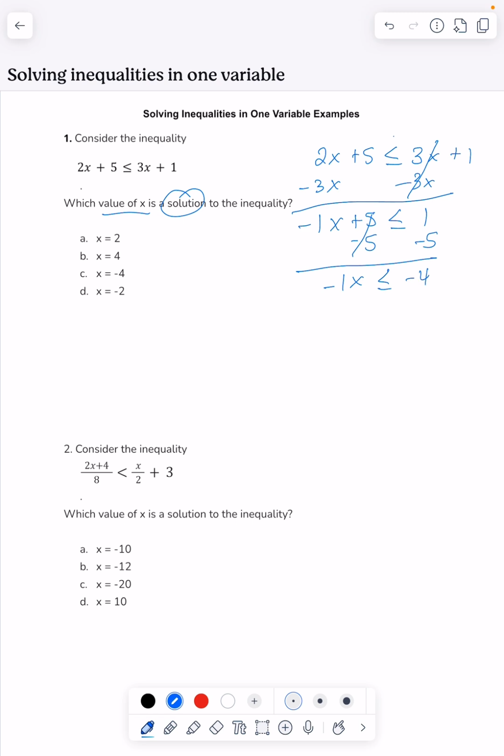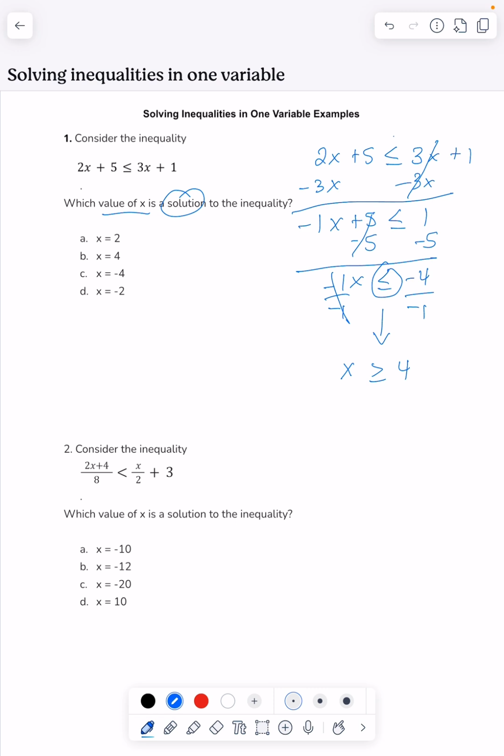And here we divide by negative 1. But we have to remember that when we divide or multiply by a negative, the inequality symbol actually flips. So instead of being less than or equal to, it will be greater than or equal to. And now negative 4 divided by negative 1 gives us positive 4. So x has to be greater than or equal to 4.